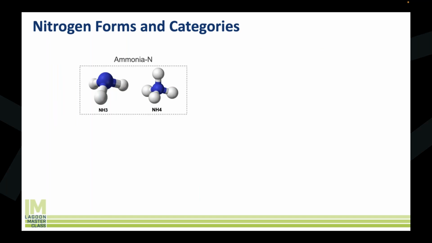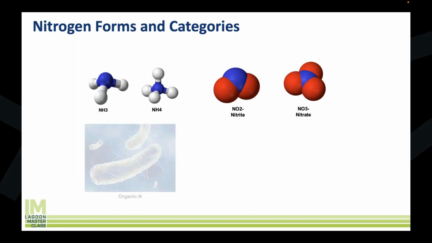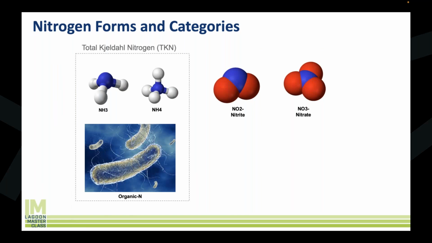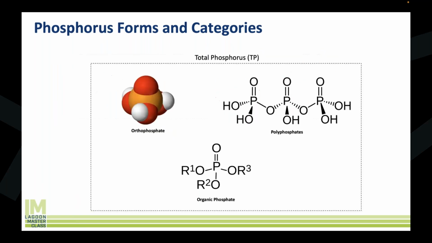Then you look at nitrogen. So if you have an ammonia limit, you could test for NH3, NH4. That tells you your total ammonia nitrogen. If you have a TN limit, then that's going to be testing for ammonia plus nitrite, and organic nitrogen. If you have TKN, that's testing for ammonia nitrogen and organic nitrogen. And if you have a TIN limit, like they do in Colorado here, that's testing for ammonia plus nitrite plus nitrate. These are all the different forms of nitrogen that you can test for.